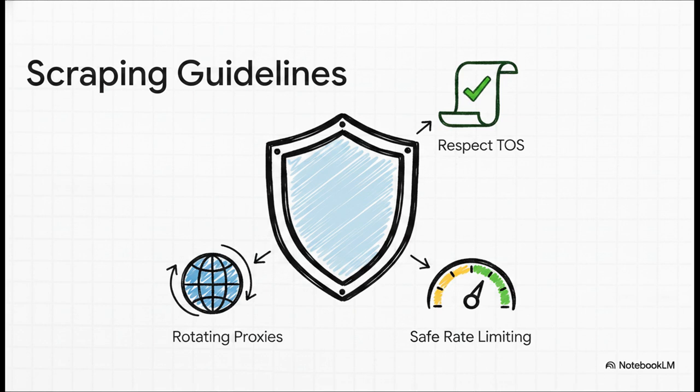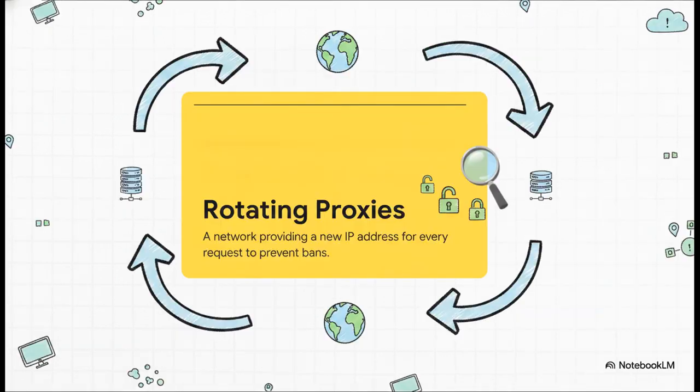And finally, for large-scale collection, you absolutely must use rotating proxies. Let's define that clearly, just so we're on the same page. A rotating proxy is a network that automatically provides a new IP address from a massive pool for every single request your script makes. It's a mandatory architectural choice if you want to scale. Think about it. If you make 10,000 requests from your single home IP address, the target website will instantly flag you as a bot. A rotating proxy distributes those requests across thousands of different IPs, keeping your profile low and preventing those bans.